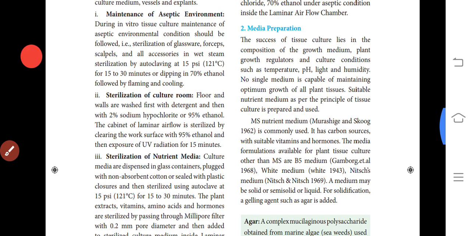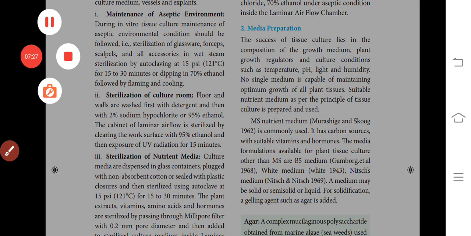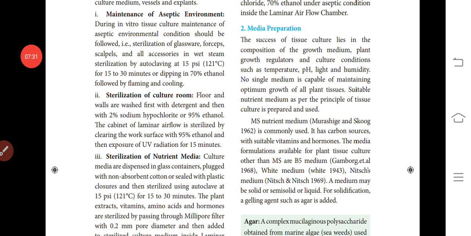Sterilization of culture room. The floor and walls are washed first with detergent and then with 2% sodium hypochlorite or 95% ethanol. The habitat of the laminar airflow is sterilized by cleaning the work surface with 95% ethanol and then exposure to UV radiation for 50 minutes.